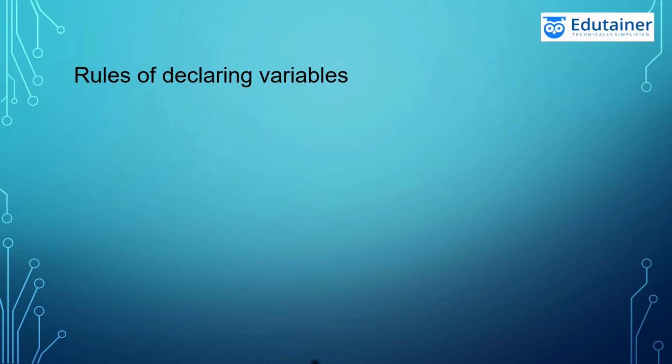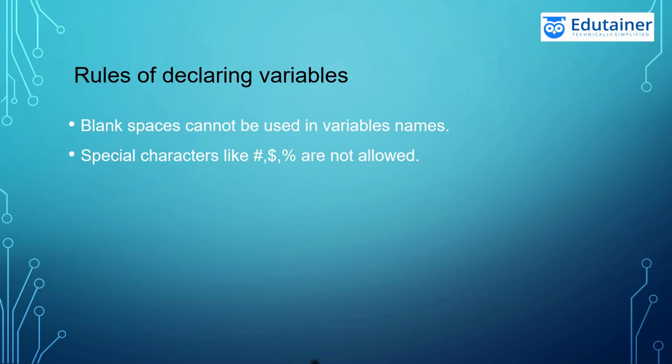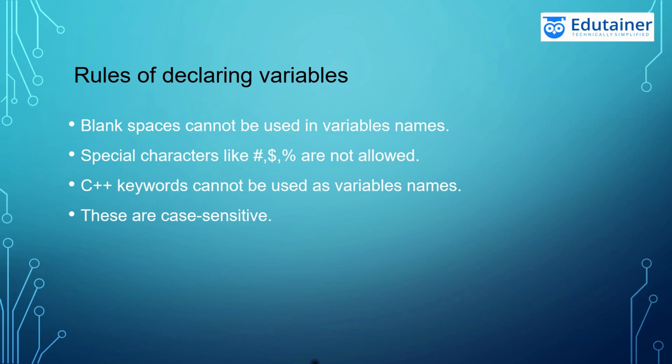Rules of declaring variables. There are some set of rules that we have to keep in mind while declaring the variables. Blank spaces cannot be used in variable names. You cannot use blank spaces while declaring the variable. Special characters like hash, dollar, percentage signs are not allowed while declaring the variables. C++ keywords cannot be used as variable names. As we all know that keywords are the reserved words, so we cannot use them as a variable name. These are case sensitive.